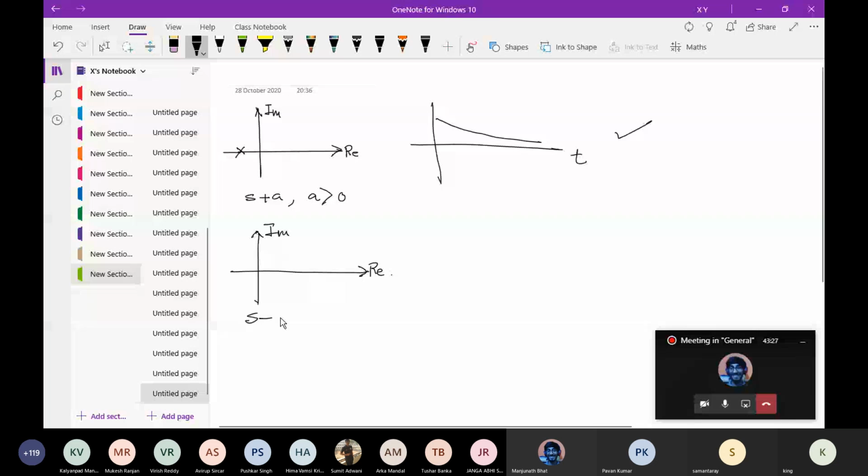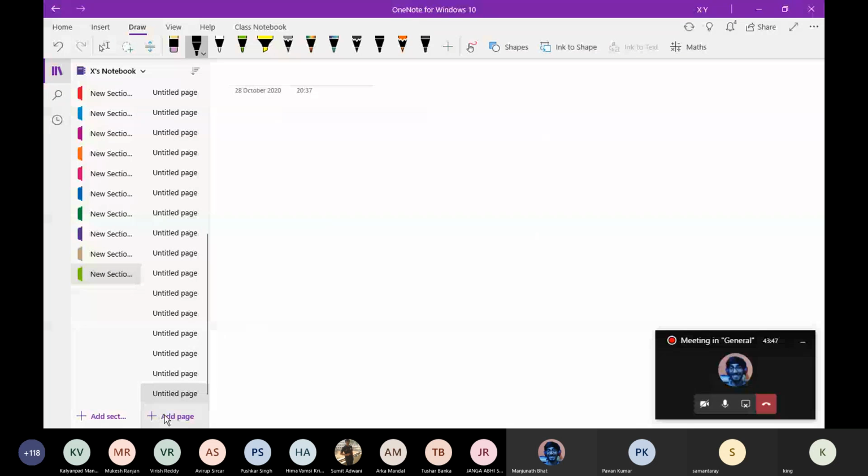Then you can have factors of the form s minus a greater than 0. Your root is here. This is definitely positively bad. We don't like this, having factors and roots like this.